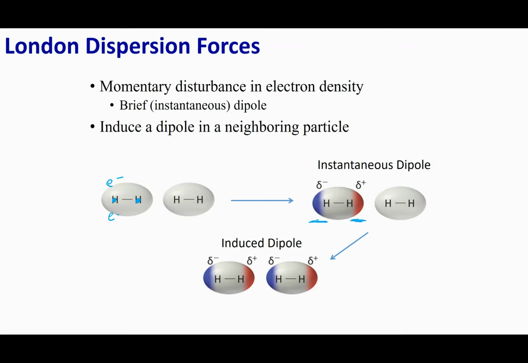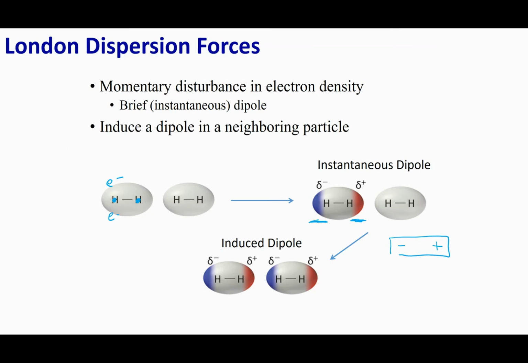So what I'm going to create is an instantaneous dipole. And what that means is this molecule is going to be, for an instant, a bar magnet. Now, this doesn't happen all the time. This is just going to be fleeting in time, just a snap of my fingers.